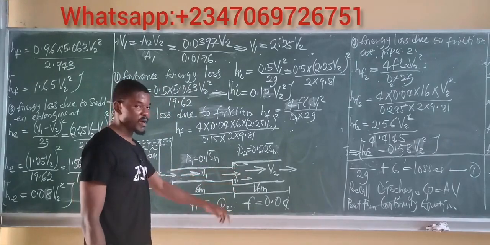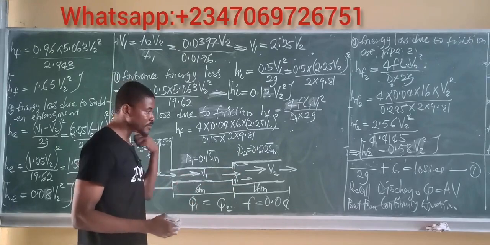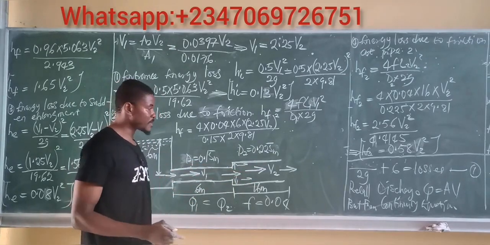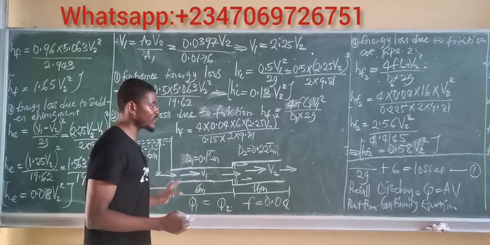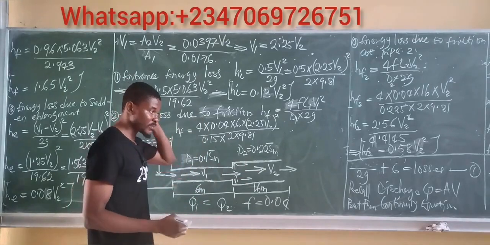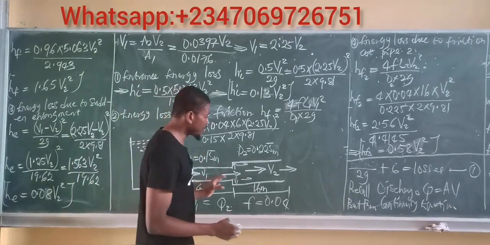There's no obstruction in this pipe, so you cannot calculate energy loss due to obstruction. That becomes 0. There's also no fitting in this pipe, so you cannot calculate energy loss due to fitting. Those energy losses are 0 since their conditions are not included in the piping system. That means the only energy loss now is at the end of the pipe.